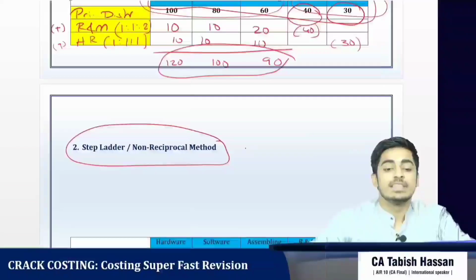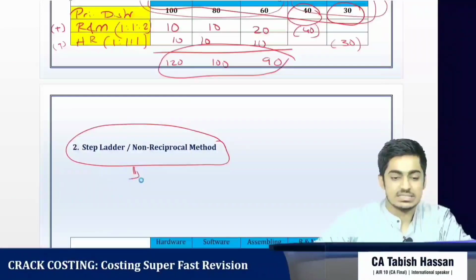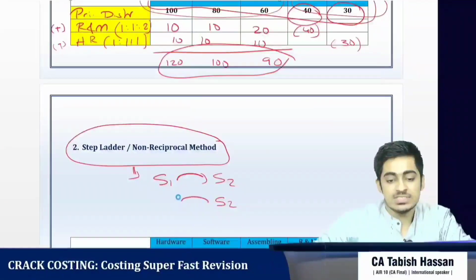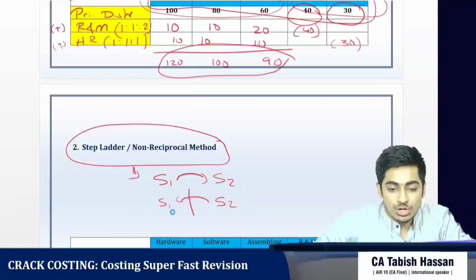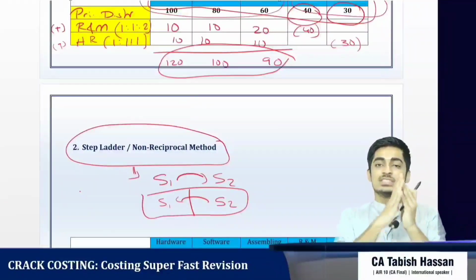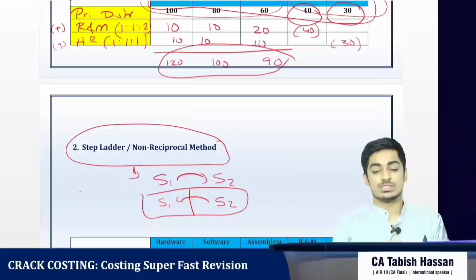Next we have the stepladder or non-reciprocal method. What it tells is that one service department provides service to another service department, but the other service department does not provide service to the previous department. So there is one-way service from one service department to another, but there is no reverse service.